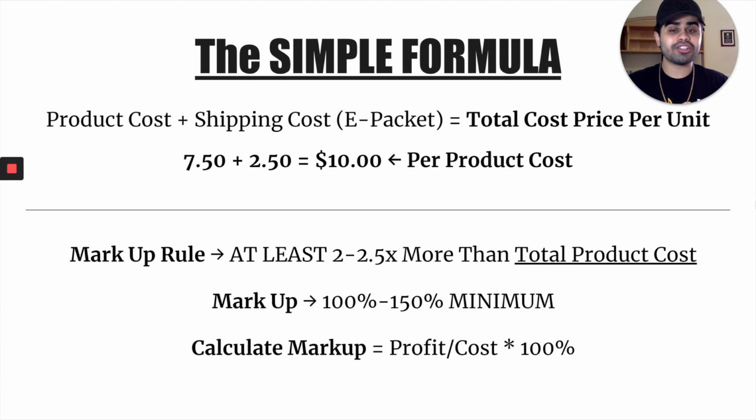If a product is costing you $10 and you're selling it at $11, your markup percentage is only 10%, right? But if we're selling it at $20 to $25, then that's 100 to 150 percent minimum. So that's kind of what you want to keep in mind as well. And to calculate your markup, a very, very simple formula: you basically take the profit that you're making on the product per unit, divided by the cost price, times 100%. So that's just a very simple formula to keep in mind to calculate your actual markup.